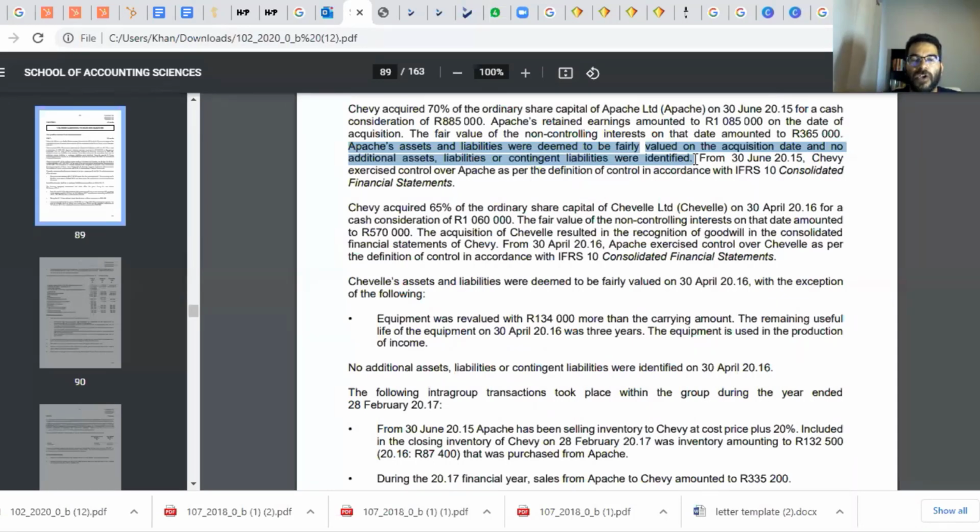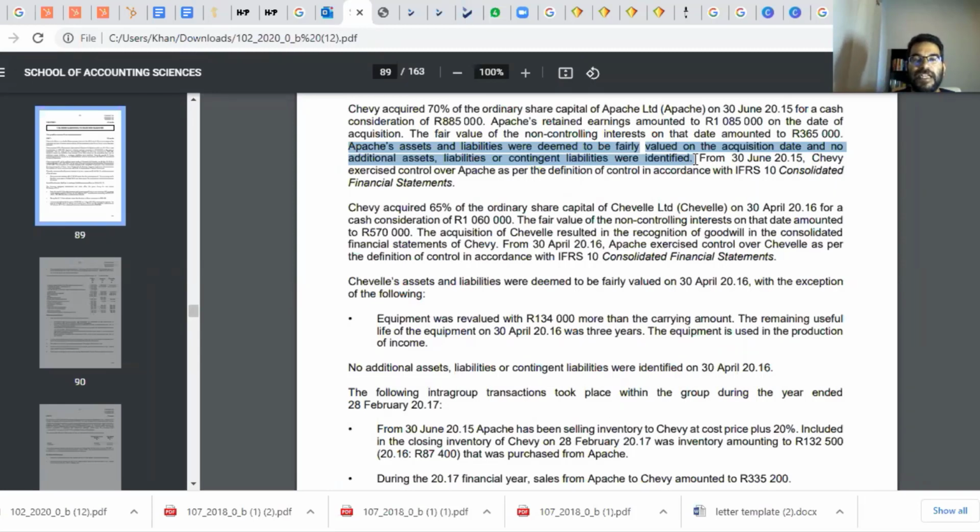If someone buys Coca-Cola, on Coca-Cola's balance sheet there is no brand called Coca-Cola. But when someone buys Coca-Cola, they're certainly buying that brand. That brand name Coca-Cola would be an additional asset. But in this case, this company does not have brands and so forth that need to be recognized. So just keep that in mind.